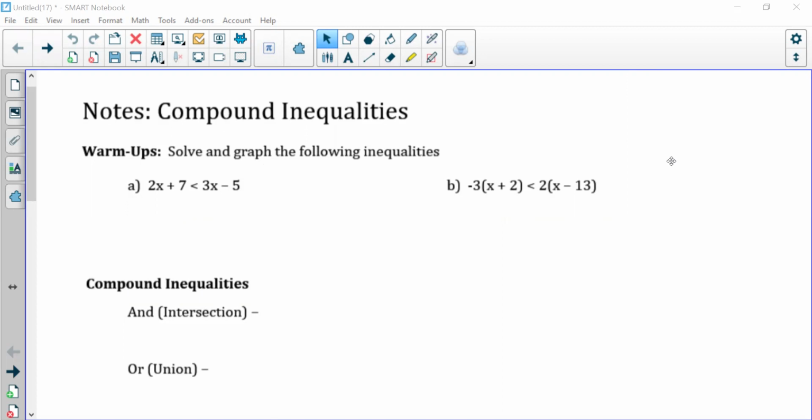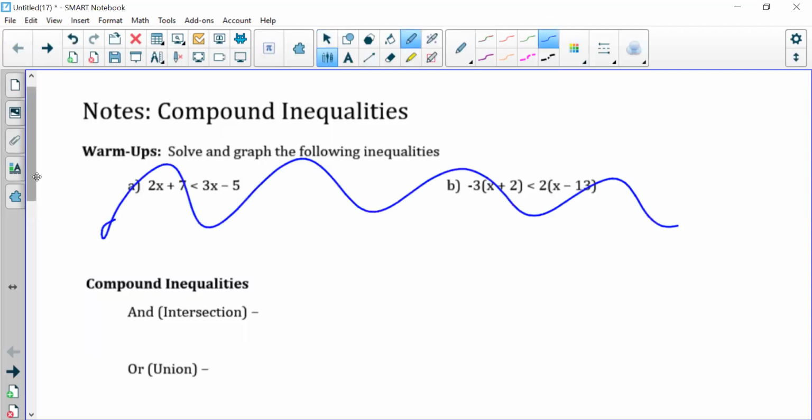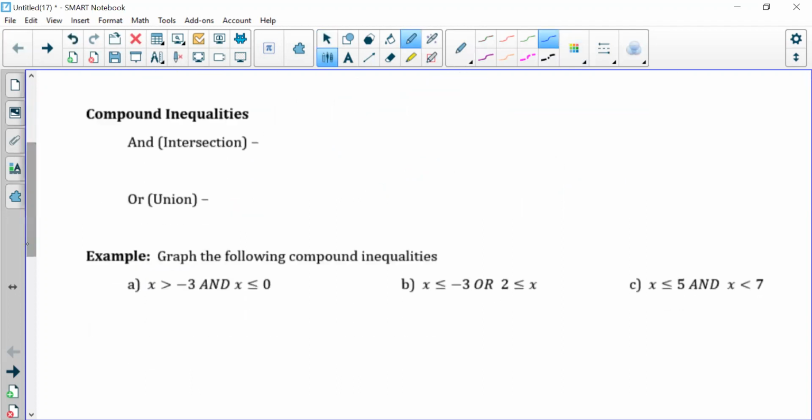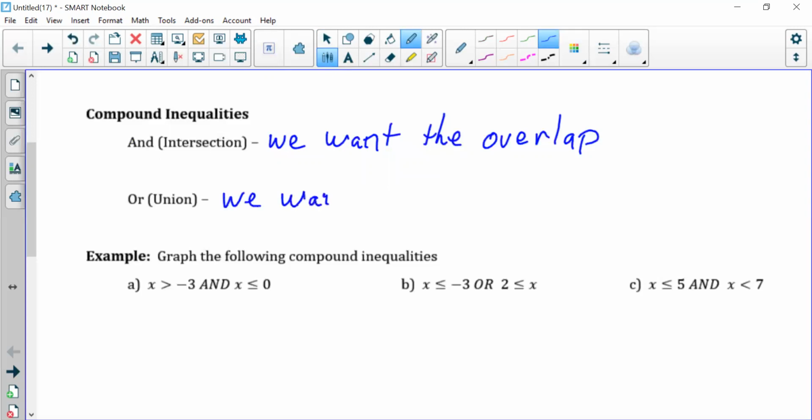All right, first off, we're going to skip these warm-up questions and just dive right into the material. So for compound inequalities, we have two different types. The first one are "and" inequalities, which are also called intersection. And for these, we want the overlap. This will make a little bit more sense here in just a minute when we actually start to graph one. And then for the "or" ones, which are also called union, we want everything. Once again, this will make a little more sense once we've graphed something.